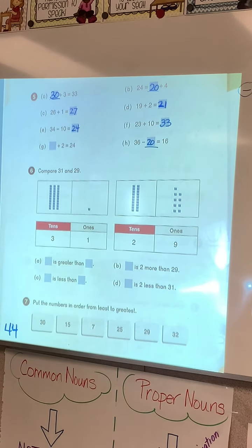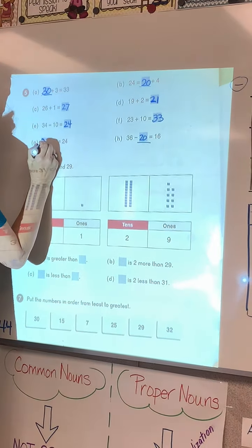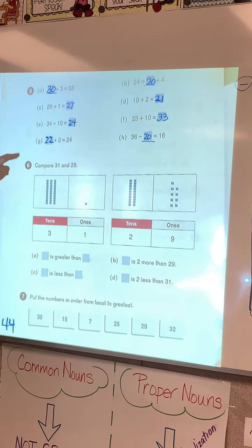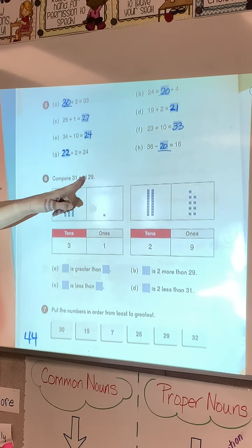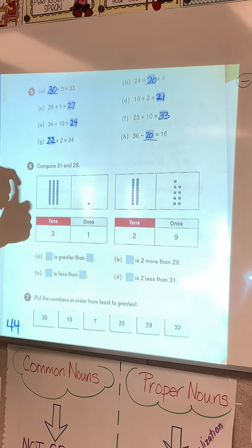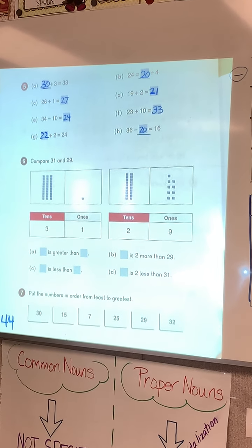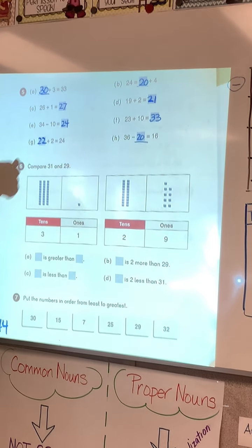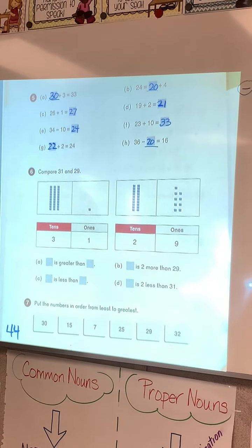I'm going to put 22 up here, but you remember how we got there. Now we're going to compare 31 and 29. You may remember when we started this math chapter, that's what we started with. We started with comparing numbers. So we're going to compare 31 and 29.